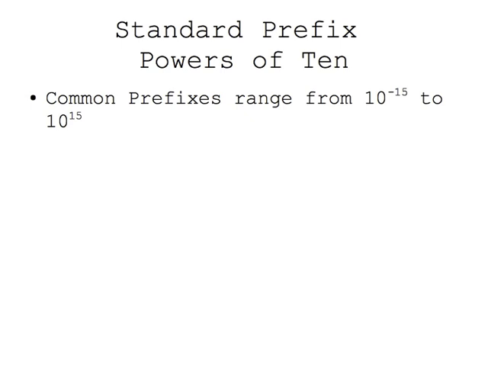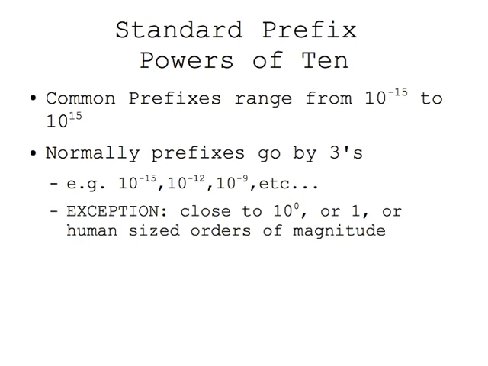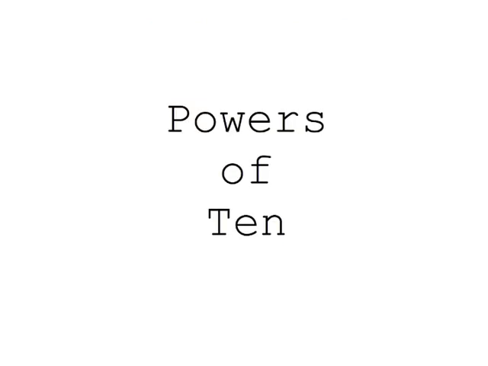Common prefixes range from 10 to the minus 15th to 10 to the 15th. Normally, prefixes go by powers of 3, except close to 10 to the 0th power, or 1, which centralizes around human size orders of magnitude. So, without further ado, let's get into the powers of 10 prefixes.